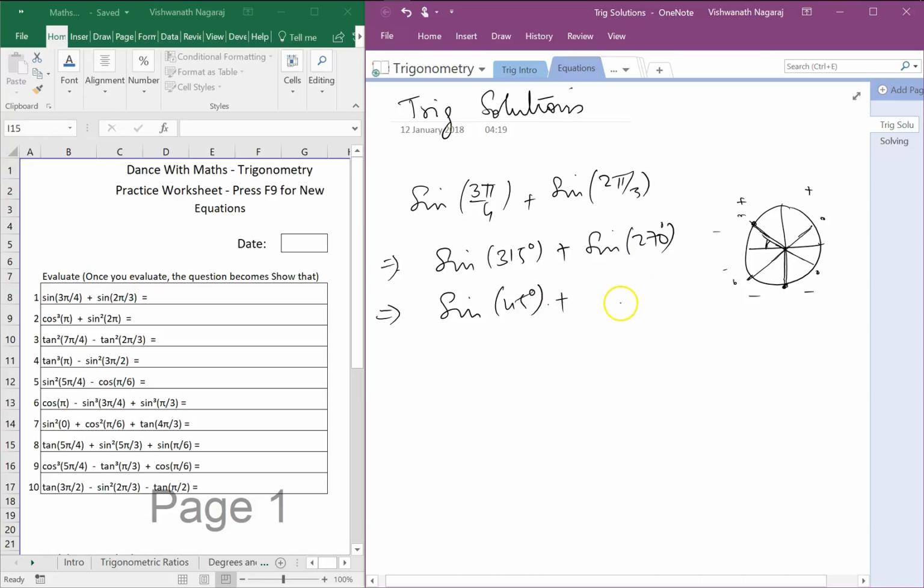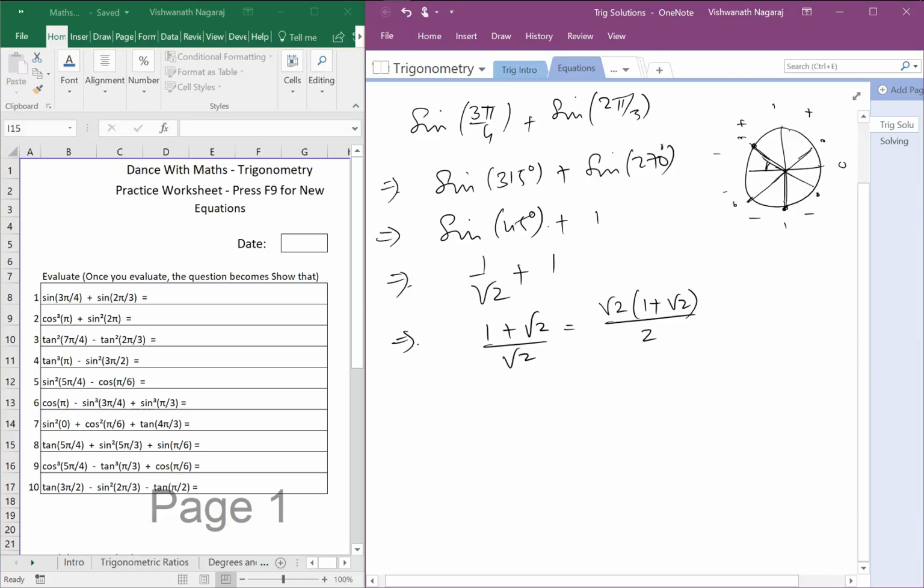Okay, so sine 270. Remember, sine is 0 here, and 1 here, so sine 270 is 1. Sine 0 is 0, sine 90 is 1, sine 270 is minus 1. Sine 45 is what? 1 by root 2 plus 1. You can leave it as this, or what you can do is take the LCM and add it off, and then rationalize the denominator.